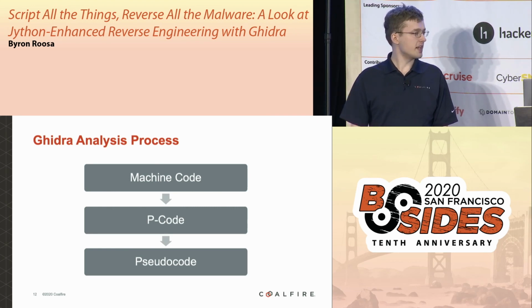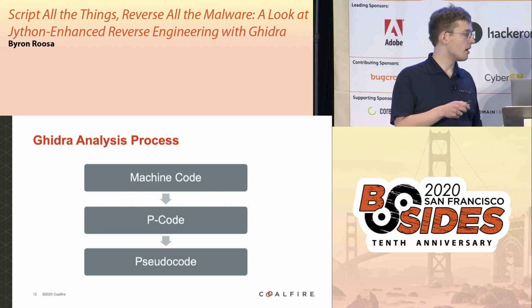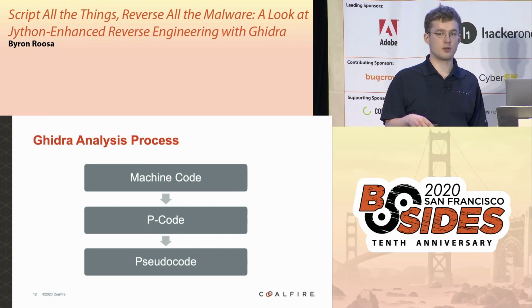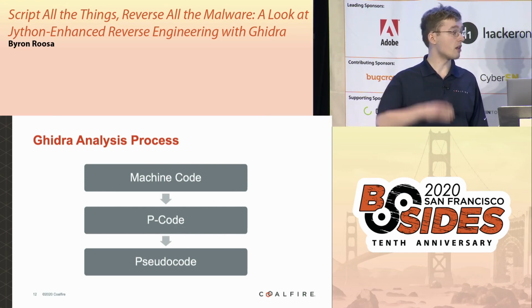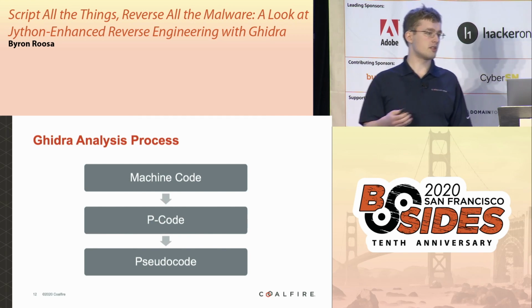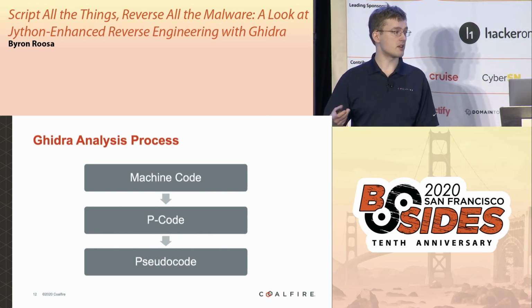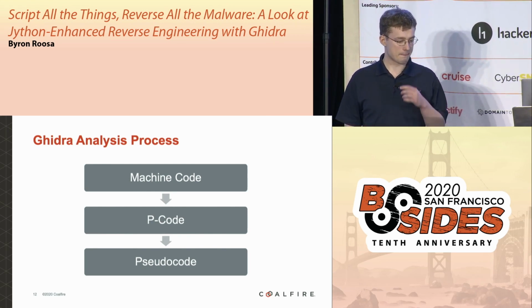And then once we've got this P-code, we can go from there and do analysis that allows us to generate pseudocode, a level above assembler, which makes the whole analysis process of trying to figure out what's going on a lot easier.